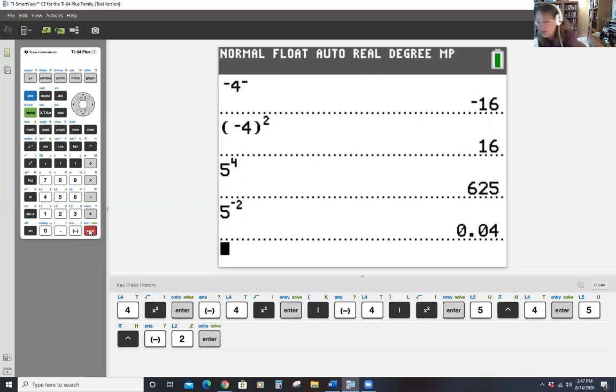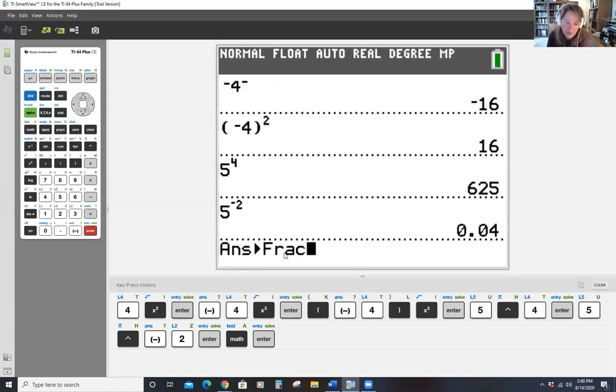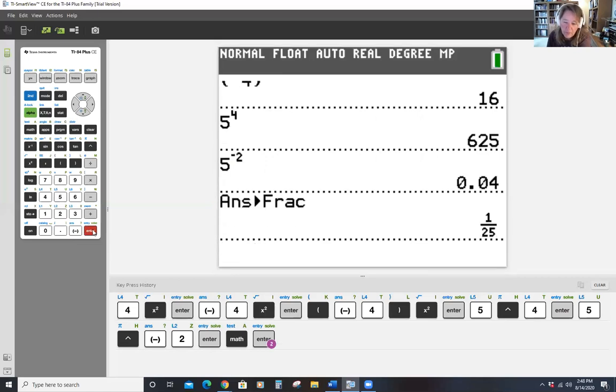But typically, they don't want the answer as a decimal. They want it as a fraction. Quick way to get there is you go to math, and it's already highlighted. It's saying, hey, do you want that answer as a fraction? And we do. Yes, we do. 1/125th. Okay? So that's how that works.